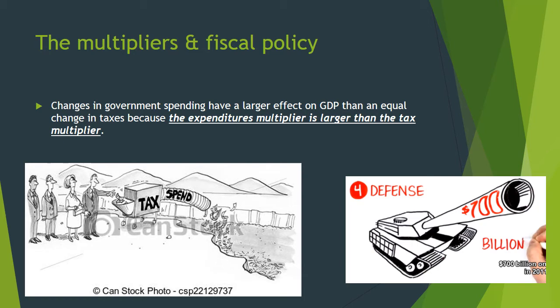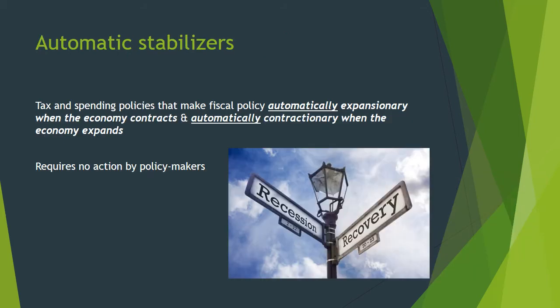So again, to reiterate this, changes in government spending have a larger effect on GDP than an equal change in taxes because the expenditures multiplier is larger than the tax multiplier. The AP test loves to ask that. I believe that's on every single past exam that I have. I'm almost positive of that, in fact. And it'll definitely be all over your test.